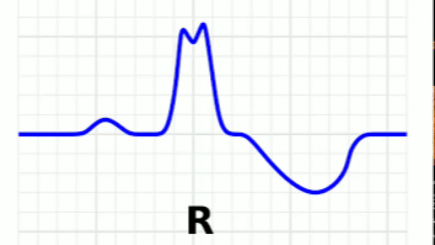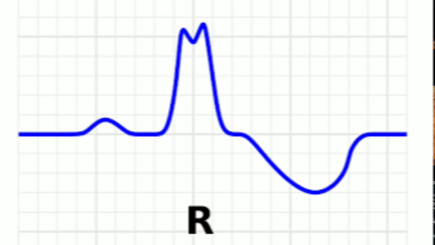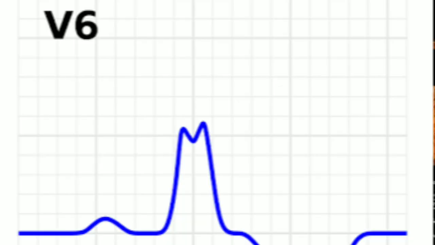But in case of the left bundle branch block, there will be broadening of the QRS complex, and then you will find an M pattern. There will be two R waves, with a very minute difference between the two, and a broad QRS complex. That M pattern will be present in either lead V5 or V6. We call it the left bundle branch block.